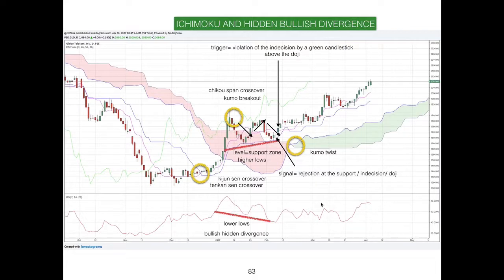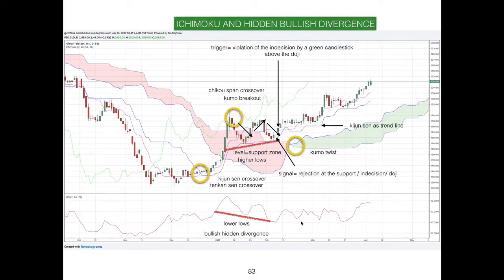So the bullish hidden divergence tells you that the trend will continue, and therefore you should be looking for levels to buy or enter the market. So you only needed this level, the signal, and the trigger because you already know that the bullish hidden divergence is there, and you are likely to get an uptrend afterwards.